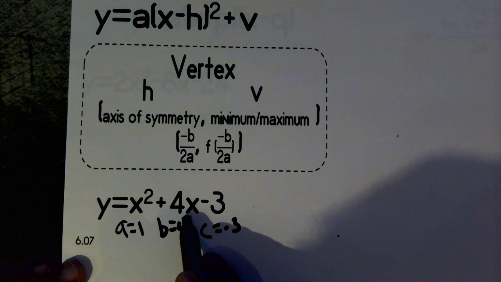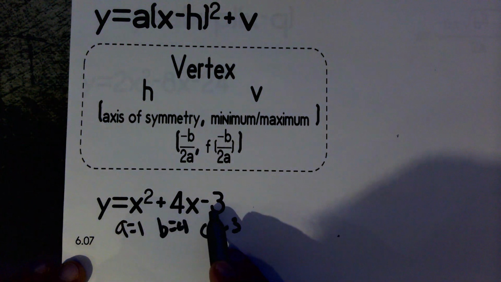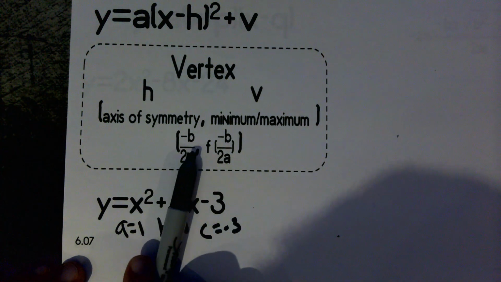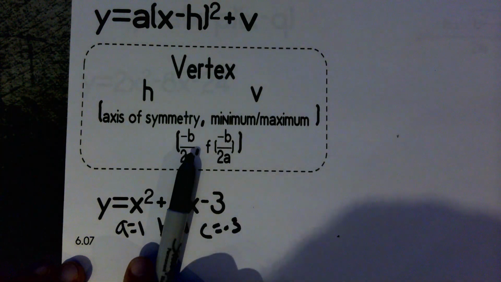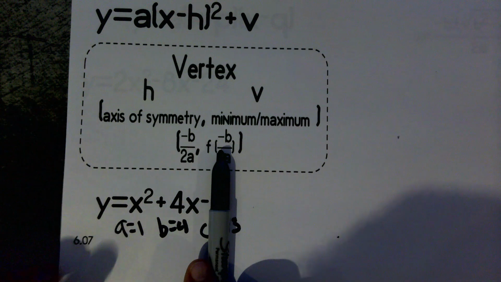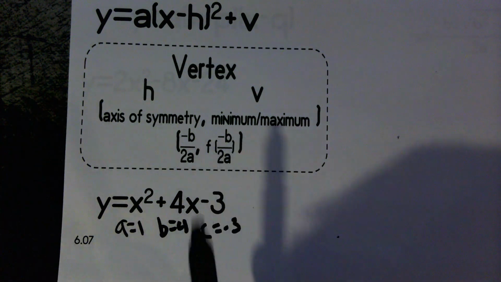Now, notice that this is nice and in order, but you might not have a b. You might have just a c. So how would you know? Well, if there was no plus 4x, the -3 would still be the c, because there's no x next to it. You might have no c. So if there's just a linear term, there's no constant, you would just have a and b.